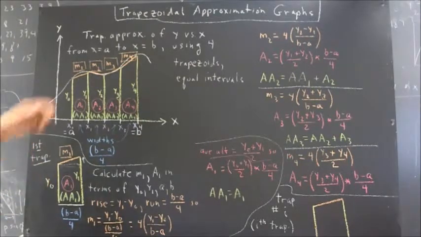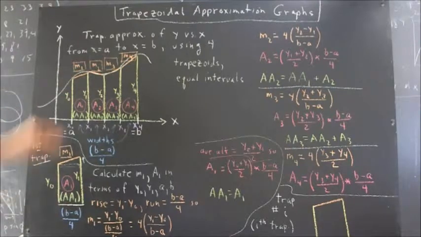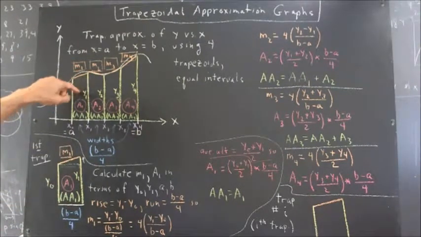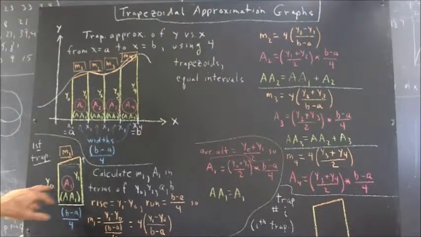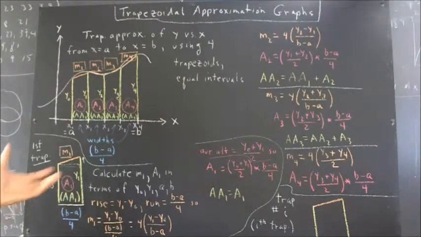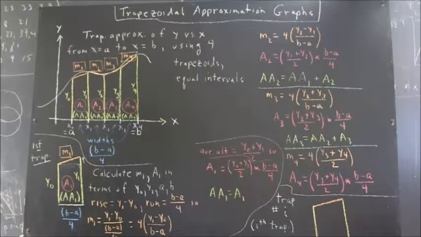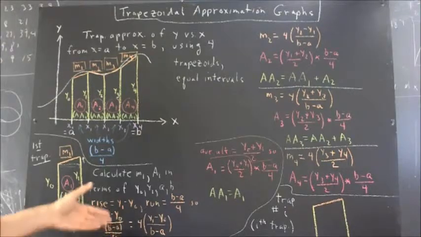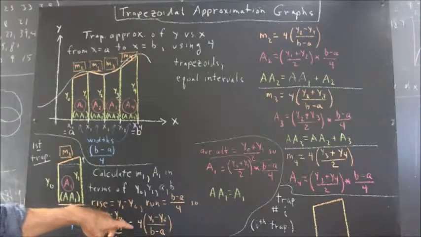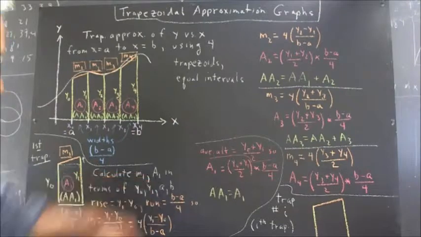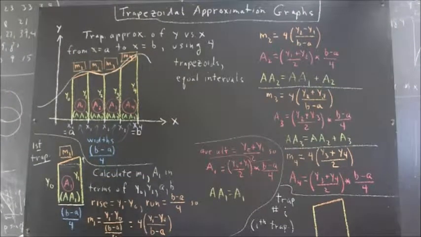The second trapezoid is just like the first, except it has the same width, but it has altitudes y1 and y2 instead of y0 and y1. So we easily calculate the expression for the slope and the area of the second trapezoid, and that can be done almost mindlessly by replacing y0 and y1 by y1 and y2, so that we have slope y2 minus y1 over quantity B minus A over 4, with a y2 and a y1 in the expression. And for the area, we would have a similar result.